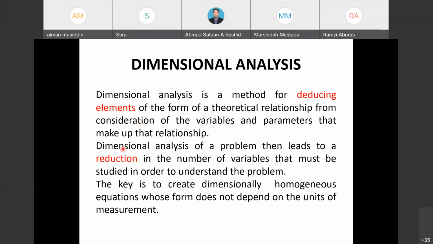So dimensional analysis of the problem then leads to a reduction in the number of variables that must be studied in order to understand the problem.